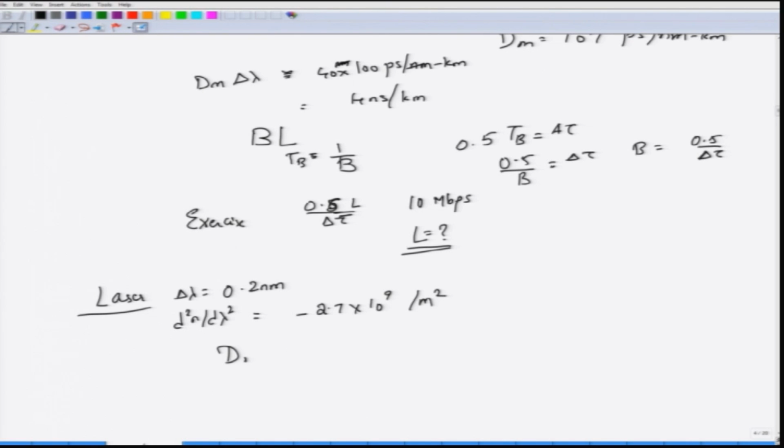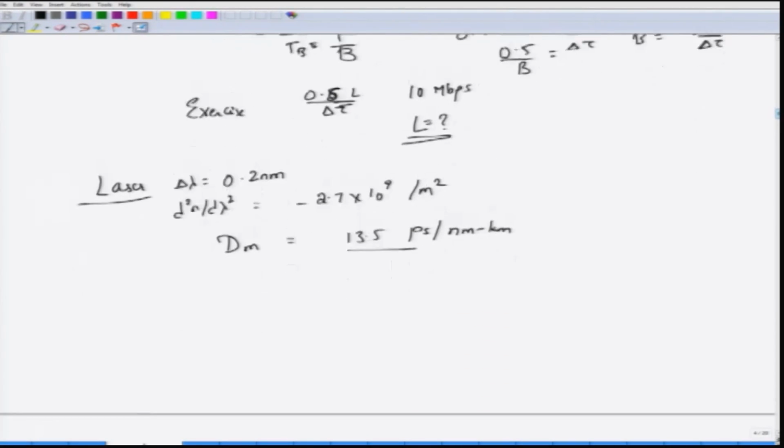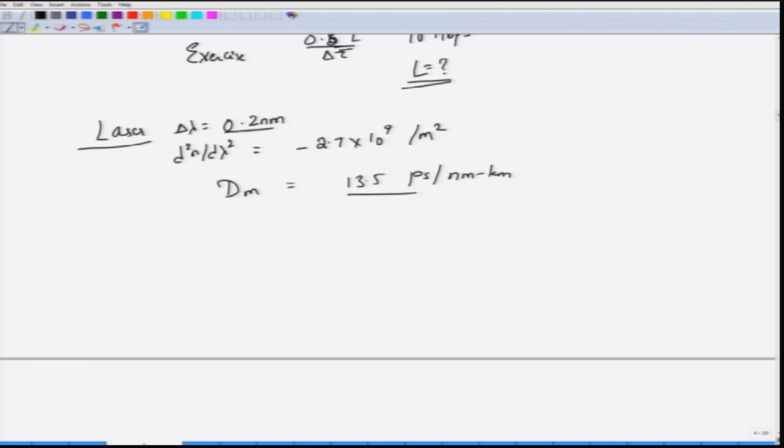You can substitute for dm and calculate that this will turn out to be 13.5 picosecond per nanometer kilometer. If you compare this value, it is not very drastically different, it is just 1 order of magnitude lesser than dm for the LED. For the LED you had 107 picosecond per nanometer kilometer or about 100. Here you have 13.5 picosecond, which can be thought of as 10. So there is just one order of magnitude reduction in dm. But this is not what gives us the advantage of a laser. The advantage comes here because of this 0.2 nanometer decrease in the line width.